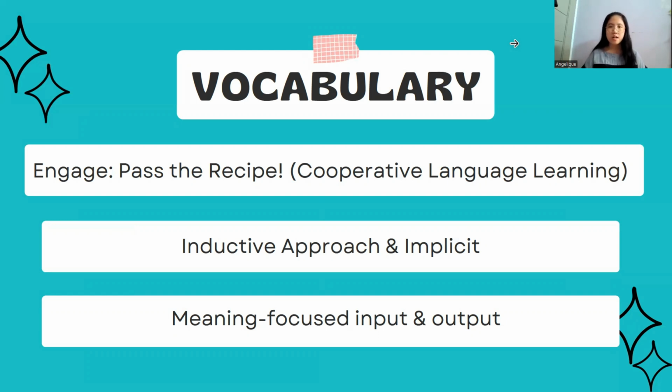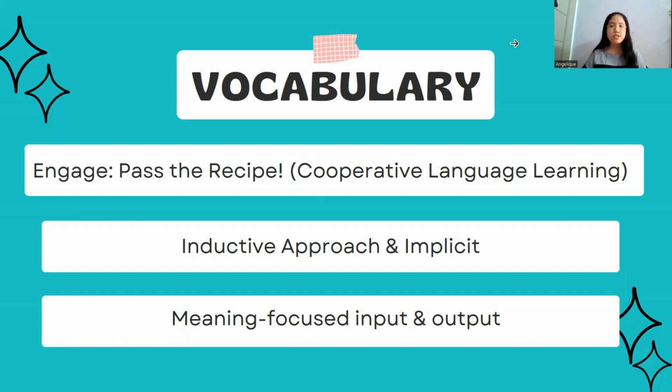and content. Through this game, I hope they know how to construct their ideas and pour them into a written form. Furthermore, this game is in line with the inductive approach, which requires students' cognitive effort to mention the word's collocation. For example, break the egg or hit the pan and so on. Also, it is implicit because the vocabulary items were taught implicitly by referring to the recipe.